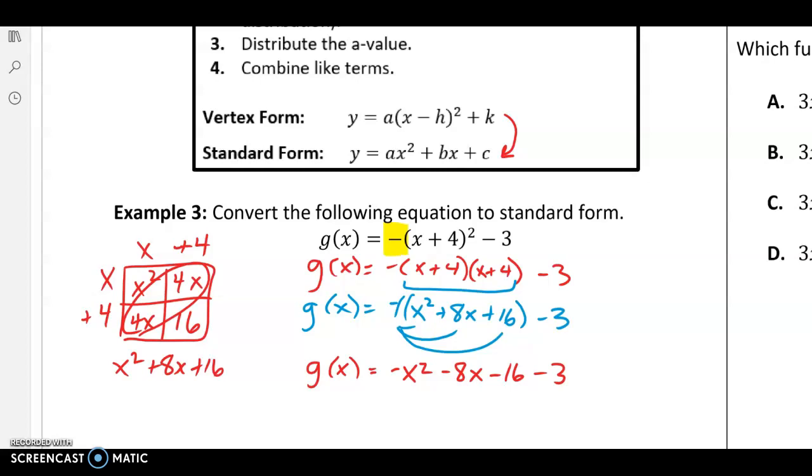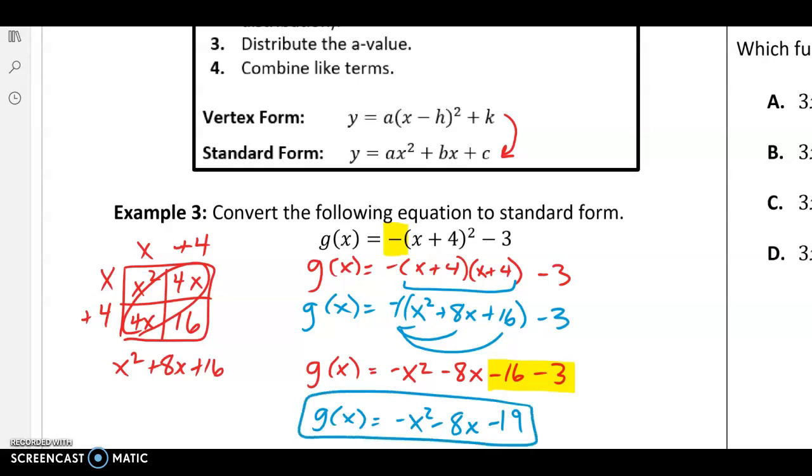Now we're on step 4, combine like terms. So that -16 and -3 that are at the end can be combined to get our final answer. -x squared and -8x stay the same. -16 minus 3 is -19. And look, it's standard form. We've got our a, our b, our c. That is standard form of a quadratic function.